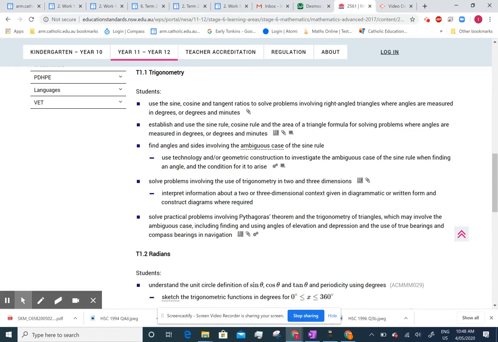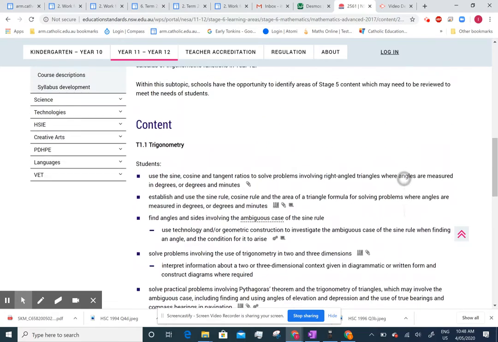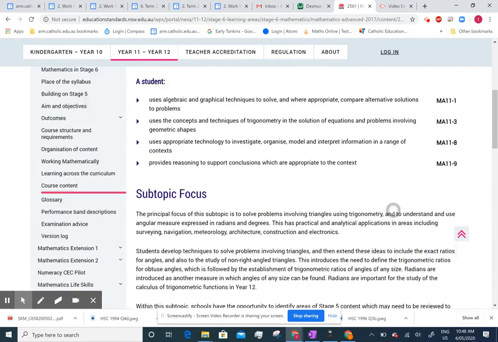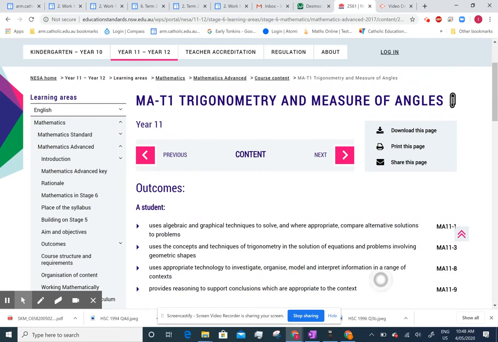Okay, year 11. Let's have a look at the next topic that we're doing, or the next part of the topic that we're doing, which is bearings. Now, I just want to have a look at the syllabus guidelines. So I've gone to the NESA website, which you can go to, right? You go and look up the maths syllabus.